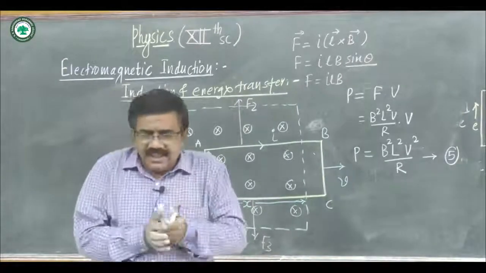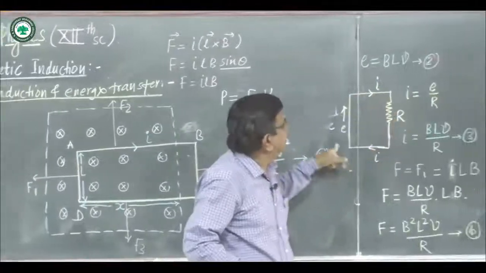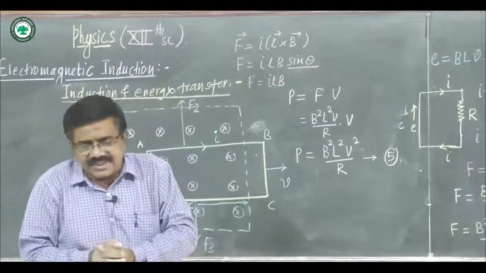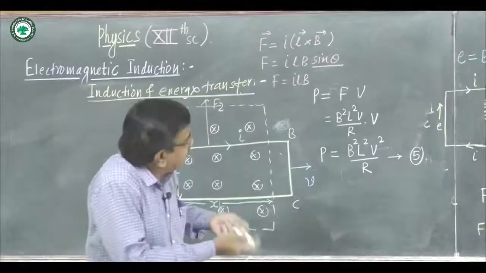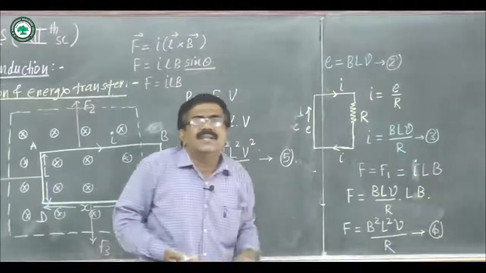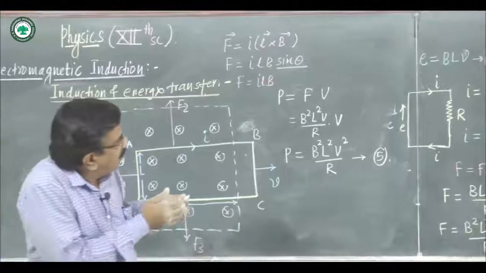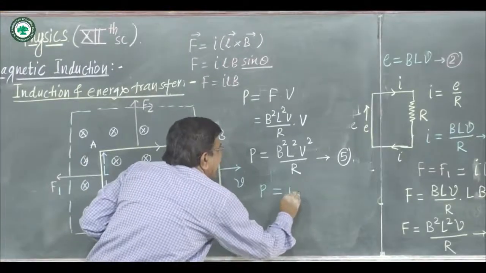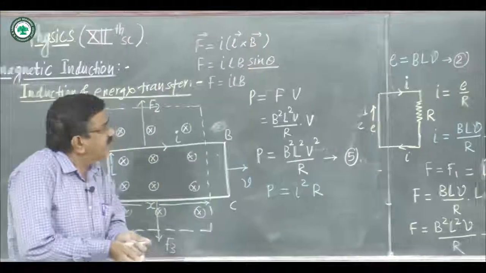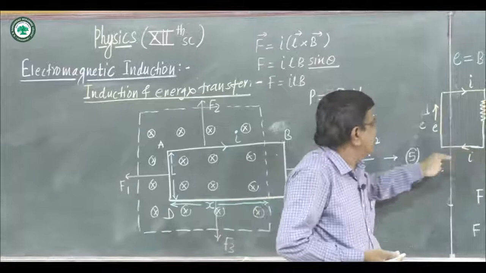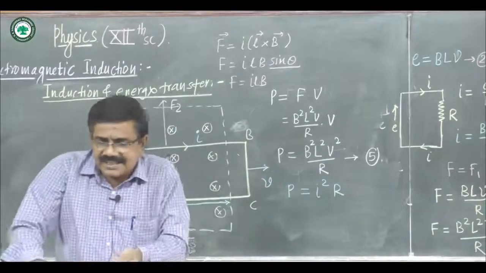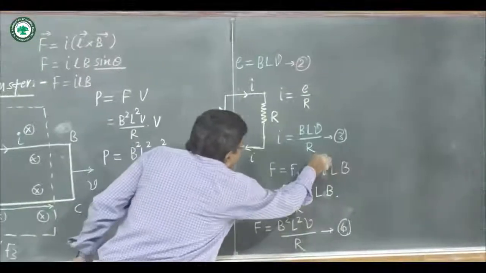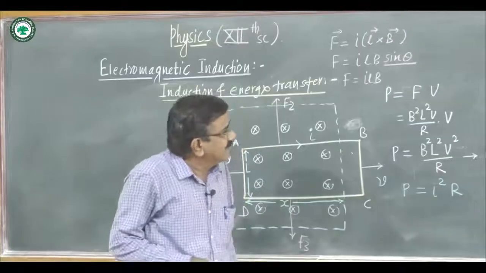Now see in the figure, if current I flows through this circuit having the effective resistance R, as current flows through the resistor, heat is produced, and the rate of production of heat energy in the loop moved with speed V is given by the power, and that is I square R. But what is I? This I is BLV upon R.